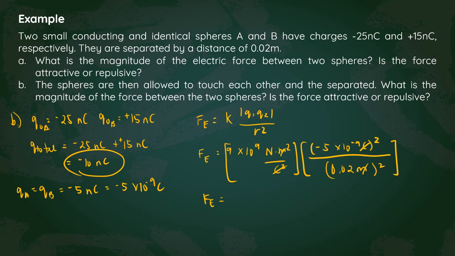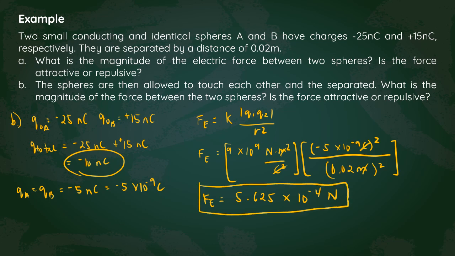Our electric force will be 5.625 times 10 raised to negative 4 newtons. So that will be the value of our electric force. And is the force attractive or repulsive? Since both QA and QB have the same charge, negative 5 nanocoulombs, they are both negative, and like charges will have repulsive force.